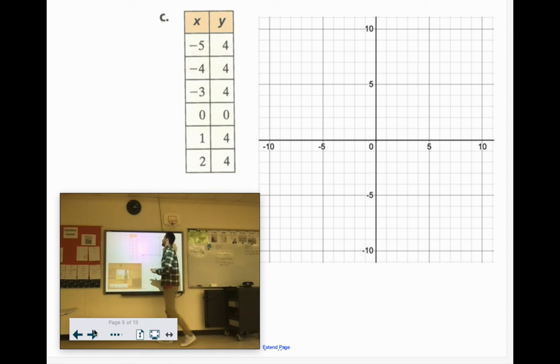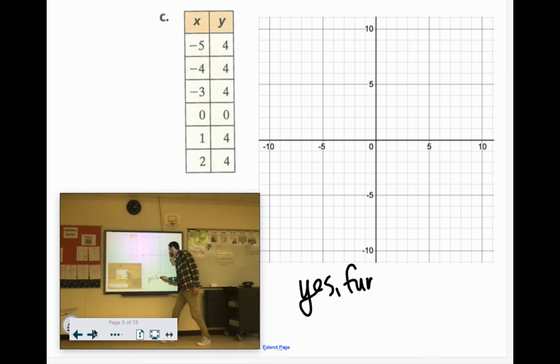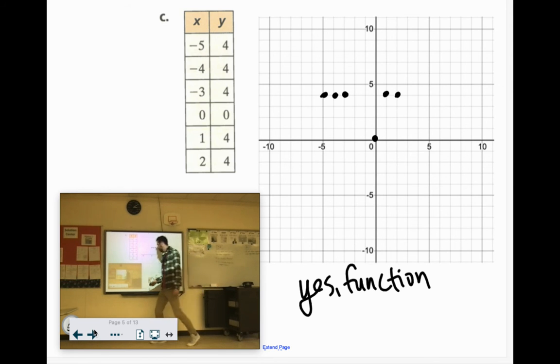All right. Look at the x coordinates right here. -5, -4, -3, 0, 1, 2. They're all different, so it's a function. But let's chuck them on there. -5, 4, -4, 4, -3, 4, 0, 0, 1, 4, 2, 4. They all have their own vertical line that only crosses one point. That's all good. That's it.